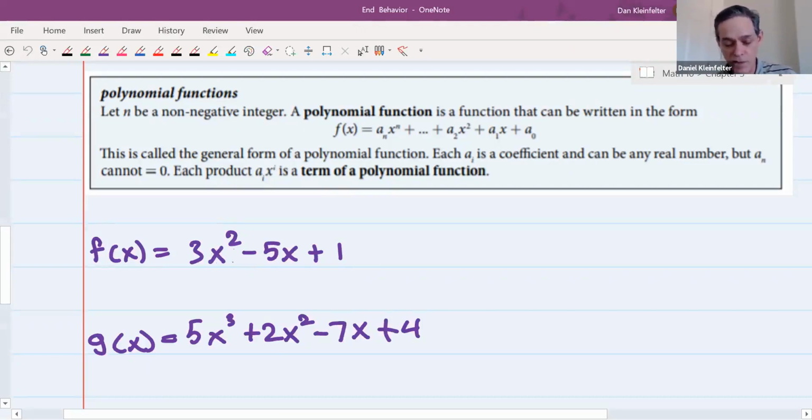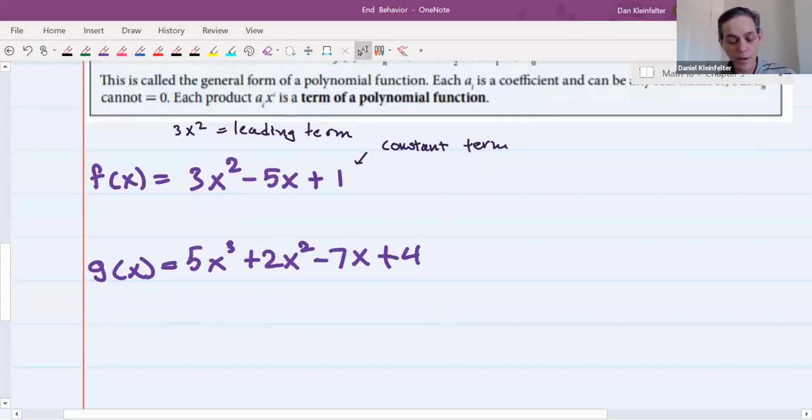So to use the word there, 3x squared is a term. It happens to be what's called the leading term. Leading term means just that it's in the front. The 1 is called a constant term because, of course, it doesn't depend on the variable. Okay, the second polynomial, 5x cubed, is the leading term. So you'd call 5 the leading coefficient. Sometimes that constant term is also called the constant coefficient.